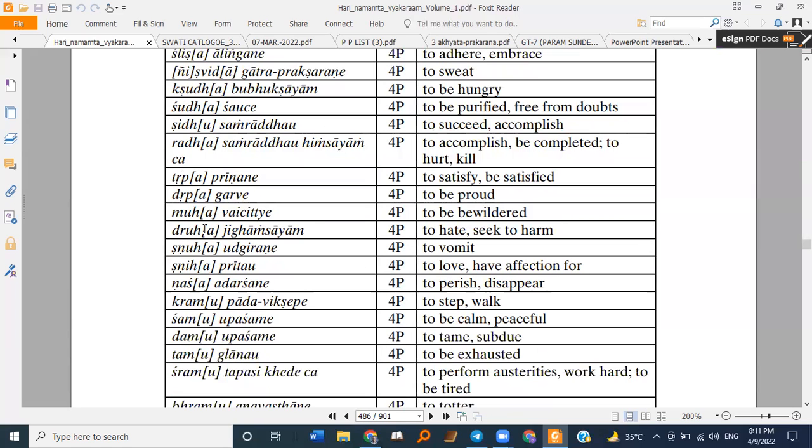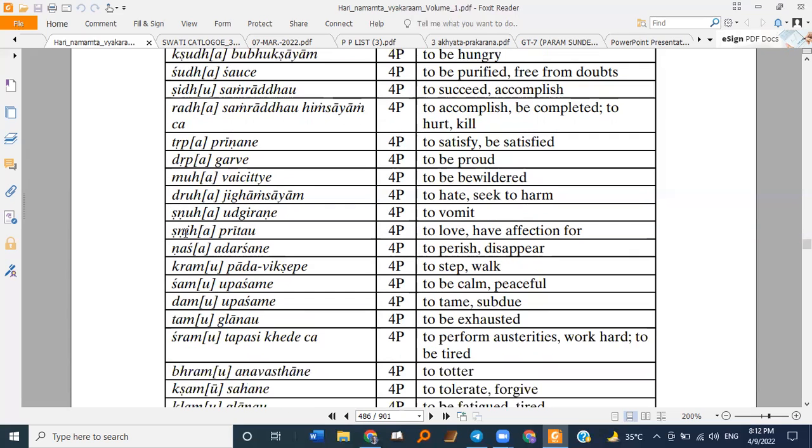Then Tripa Prinane, words like Tripti, Tarpana, Tripta, Ityadi. Dripa Garve, Darpana, Darpa, Muha Vaichitye, Moha, Mugdha, Moodha. Even the word Moodha comes from this Muha, one who is bewildered. Druha Jighangsayam, to hate. Words like Droha. Droha is quite common. Then Shnu Udgirane, to vomit. Shneha Pritav. So words like Sneha, Snigdha come from this.